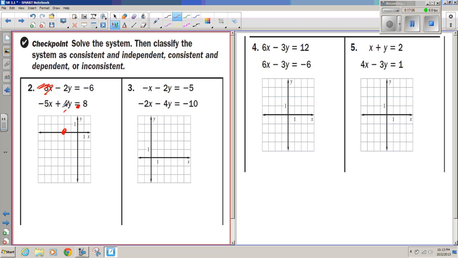The next part, 4y equals 8. The y-intercept is 2. Up here, get rid of this. You can graph it from there.